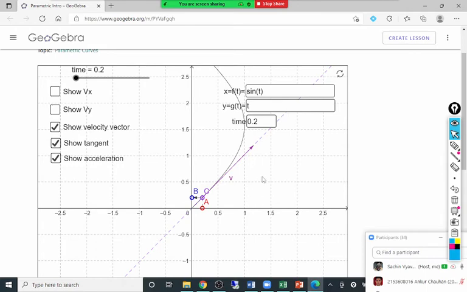Okay, so this is one of the curves that I have taken. y is equal to t and x equal to sine t. You will observe the curve is like a half sinusoidal wave on the y-axis there. Is it okay?